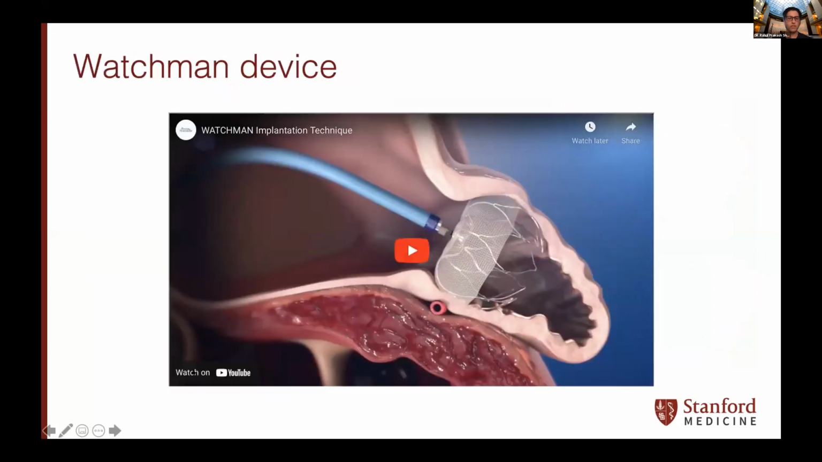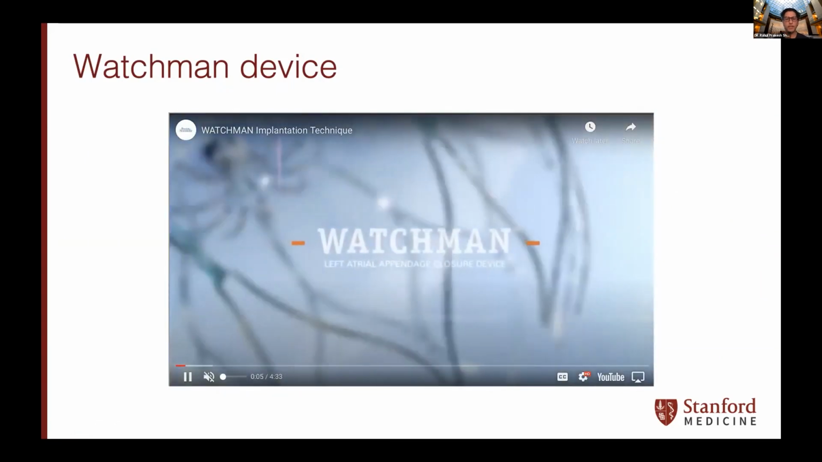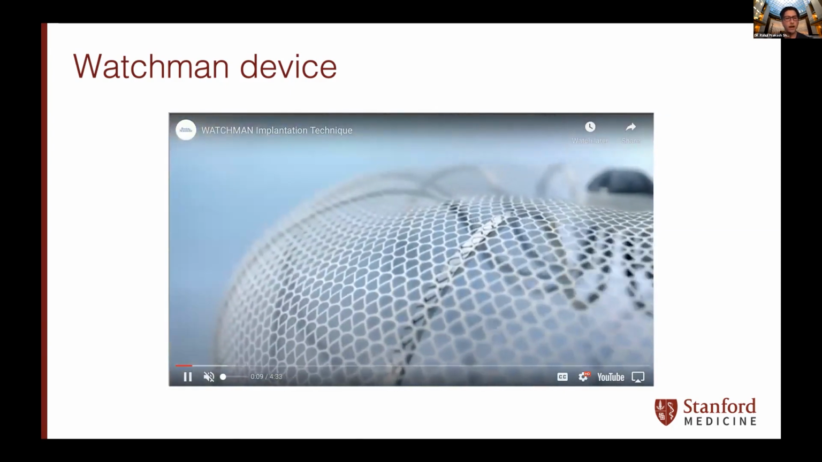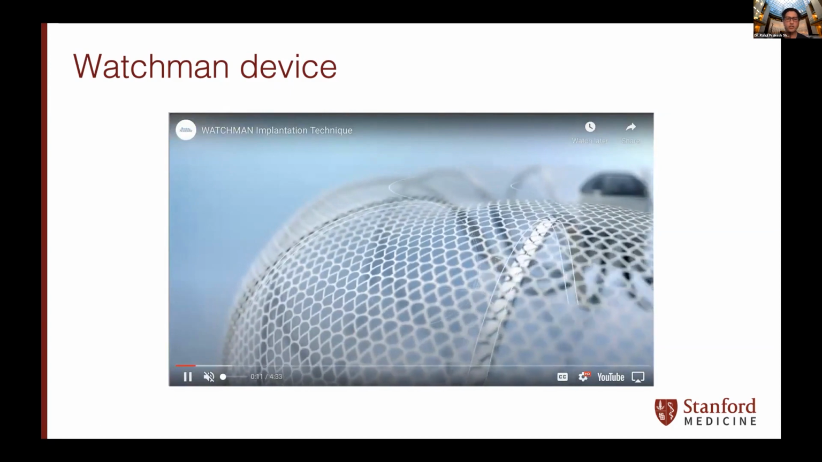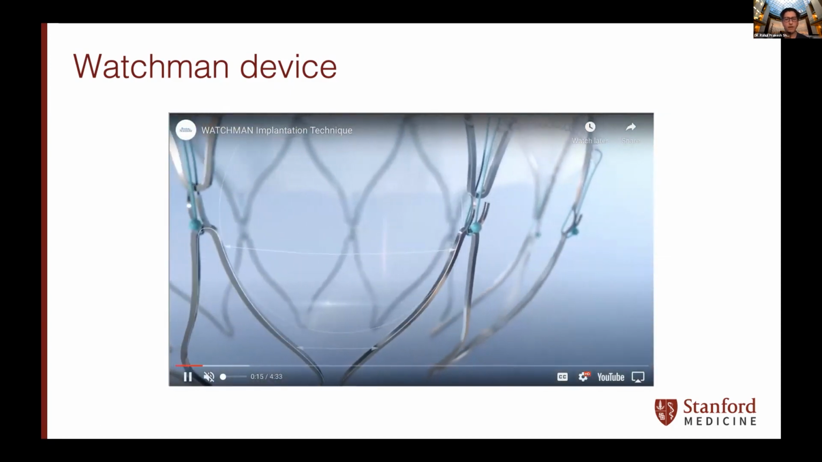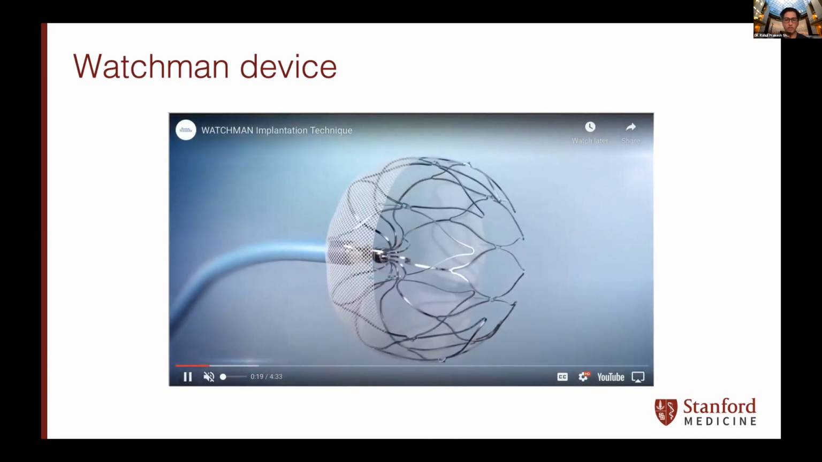So now the Watchman device is an interesting device. This is for patients with atrial fibrillation. So atrial fibrillation is a very common condition, particularly as patients get older. Those patients that have congestive heart failure, high blood pressure, age over the age of 65, diabetes, and females have a higher risk of developing a stroke when you have atrial fibrillation.